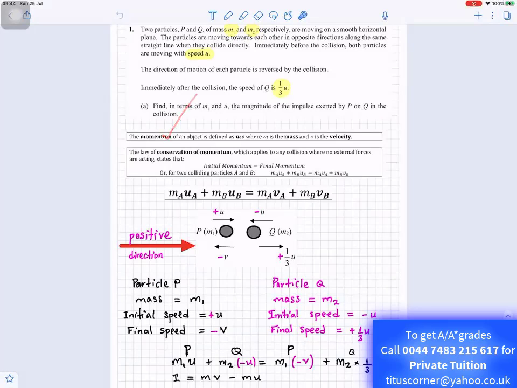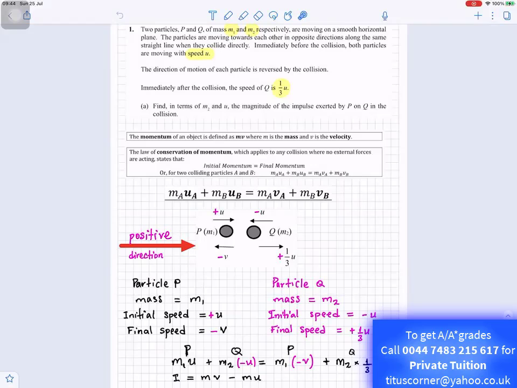The momentum of an object is defined as mass times velocity, where m is the mass and v is the velocity. The law of conservation of momentum, which applies to any collision where no external forces are acting, states that initial momentum is equal to final momentum. Or for two colliding particles A and B, mAuA plus mBuB is equal to mAvA plus mBvB.